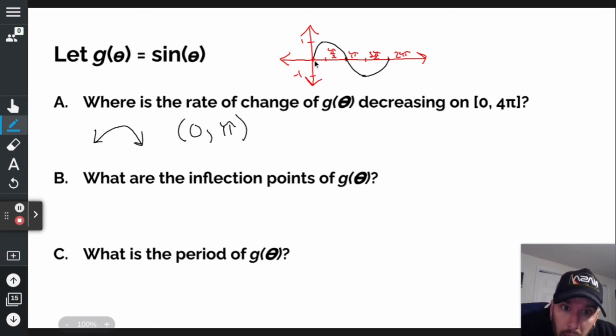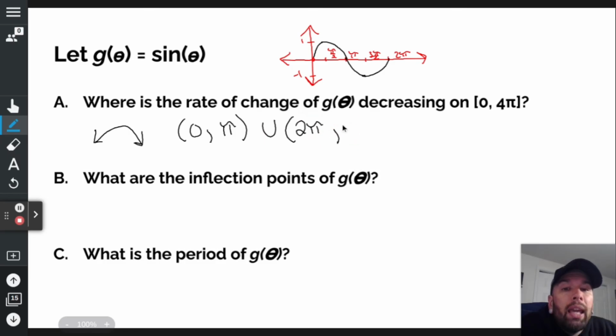Now that is when it's from 0 to 2 pi. It's now concave up. But when it repeats itself from 2 pi to 3 pi, it's going to be concave down again. So we must include those, 2 pi to 3 pi. Don't include them because they're neither concave up nor concave down because those are inflection points.